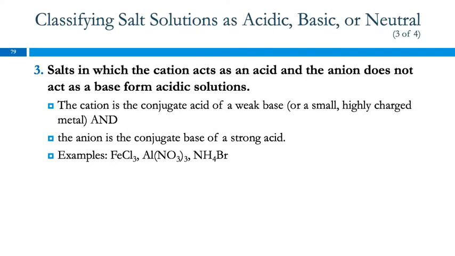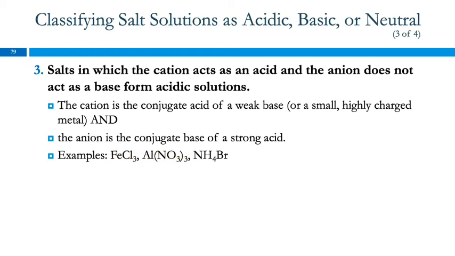Then we can have the opposite of that, where the cation acts as an acid and the anion doesn't do anything. Here the cation is the conjugate acid of a weak base, or a small highly charged metal ion like iron 3+ or Al 3+. And the anion is the conjugate base of a strong acid, doesn't do anything. So this is where you might get tripped up with aluminum and iron. Because we do need to remember that these ions act as acids, and so these will be acidic solutions.